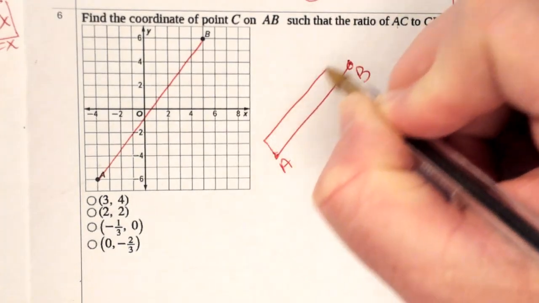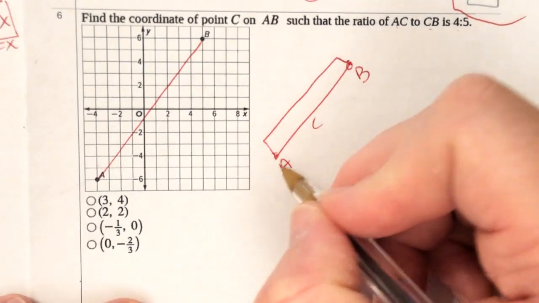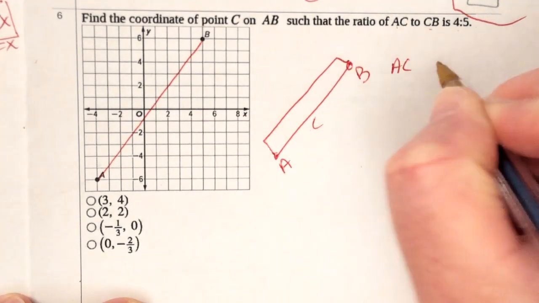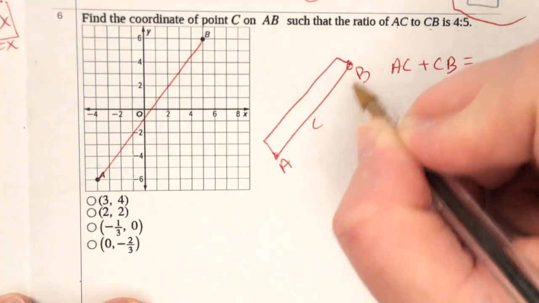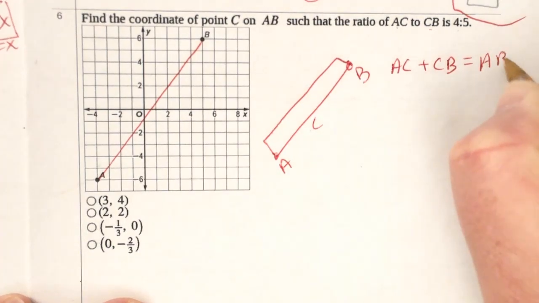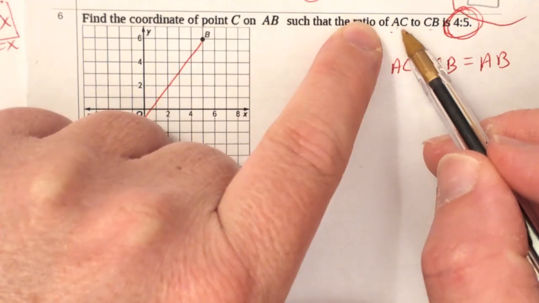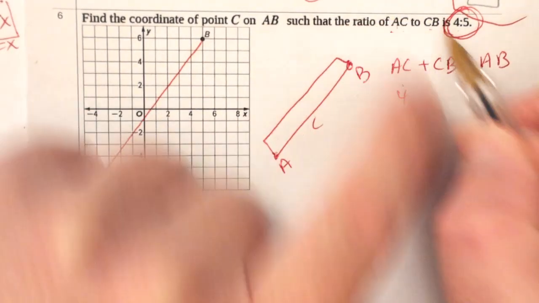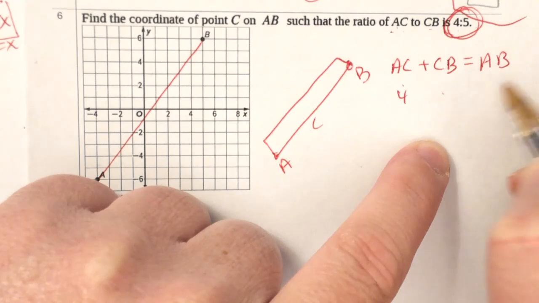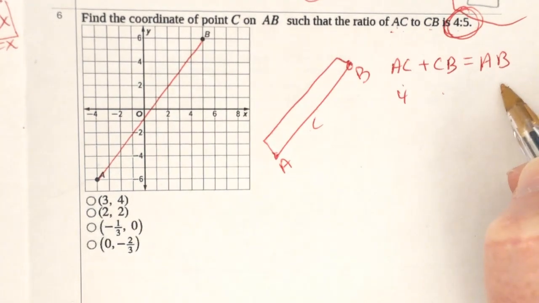So I'm going to make a board right here. Now we know C is somewhere in here. I just don't know where it is. So this is A to C plus C to B equals the whole shebang A to B. And we're going to take this ratio and put it over here. The first number was A to C, so that goes right there. C to B, that just happens to be this number, but they could have easily put it over here.